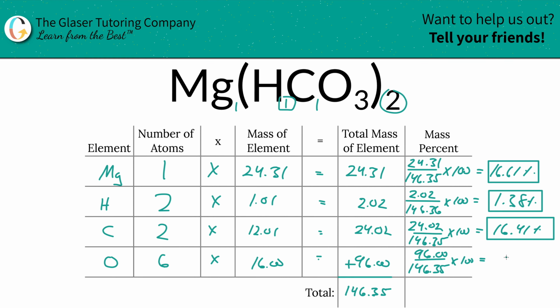So here, this is going to be 65.60. And then, well, that turned into a circle. Yeah, we'll leave it. And then if you want to check yourself, you add up all those percentages, and it should equal 100. And that's what I want for you on your next test, a 100.